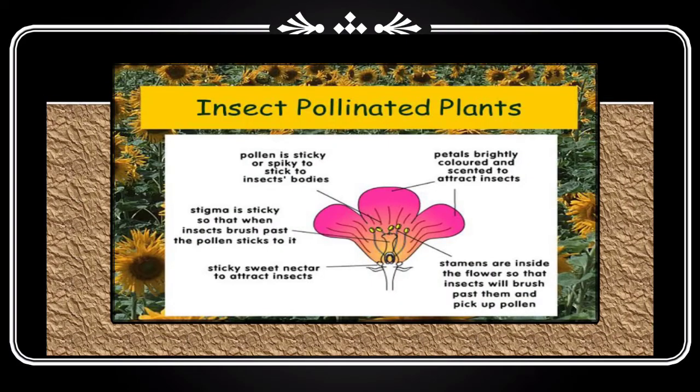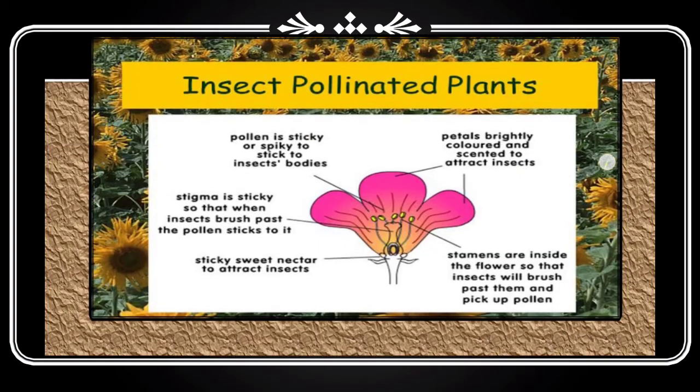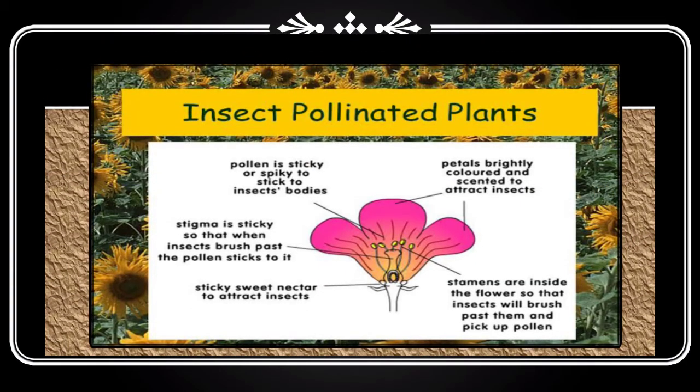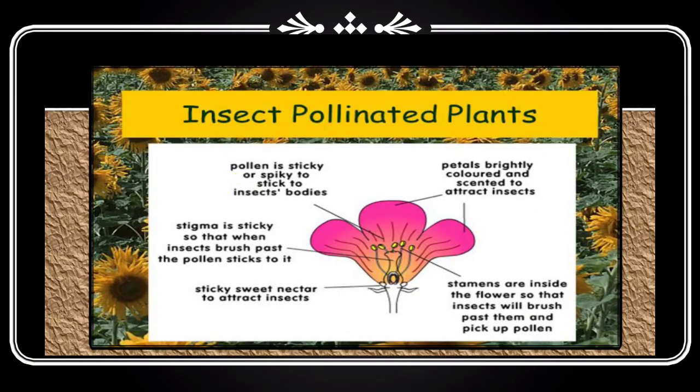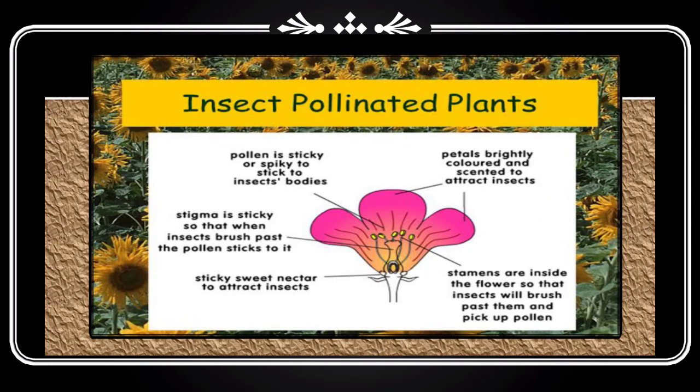Next example, insect pollinated plants. Pollen is sticky or spiky to stick to the insect's body. Petals are brightly colored and scented to attract insects. Stamens are inside the flower so that insects will brush past them and pick up pollen. The stigma is sticky so that when insects brush past, the pollen sticks to it. Sticky sweet nectar attracts insects.